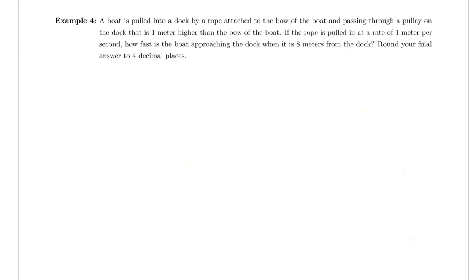Example 4 says, a boat is pulled into a dock by a rope attached to the bow of the boat and passing through a pulley on the dock that is 1 meter higher than the bow of the boat. If the rope is pulled in at a rate of 1 meter per second, how fast is the boat approaching the dock when it is 8 meters from the dock? Round your final answer to 4 decimal places.